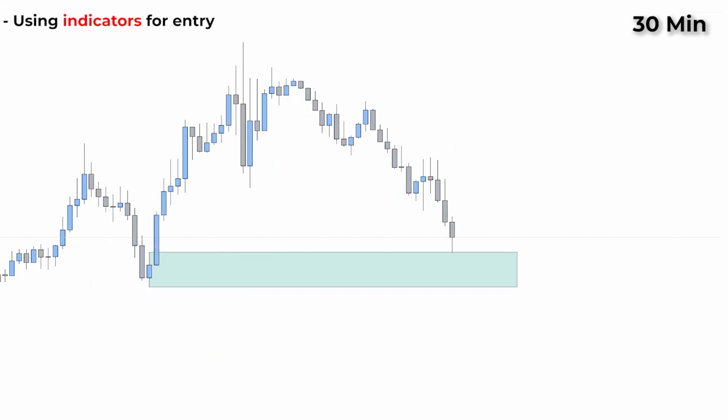Here is a clear demand zone identified on the chart, and we are going to evaluate it to confirm whether it meets the requirements for a high-quality zone.